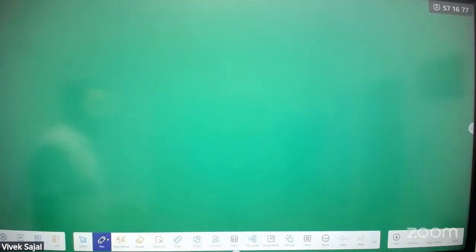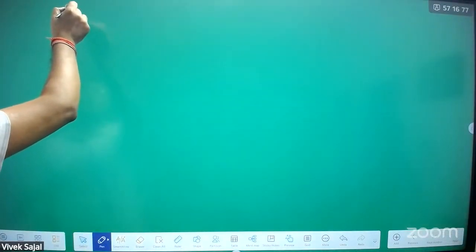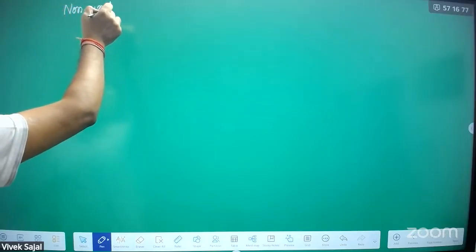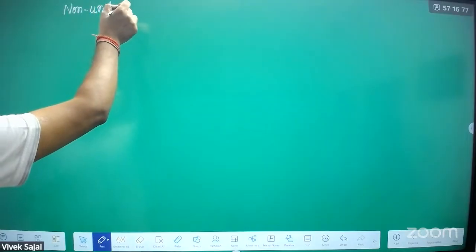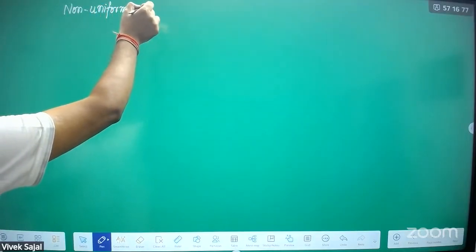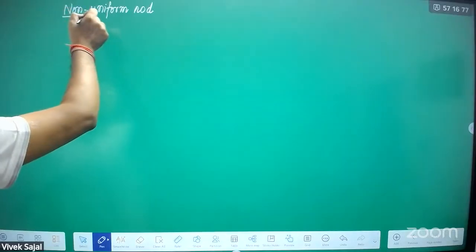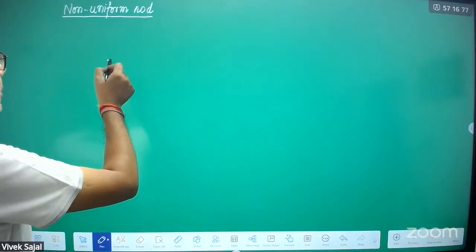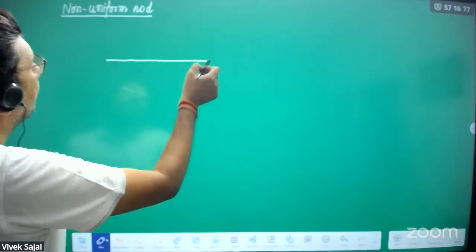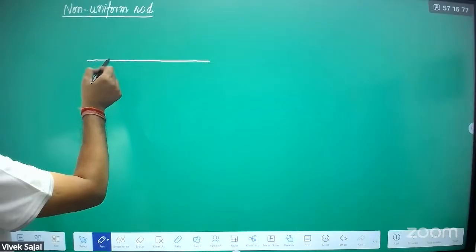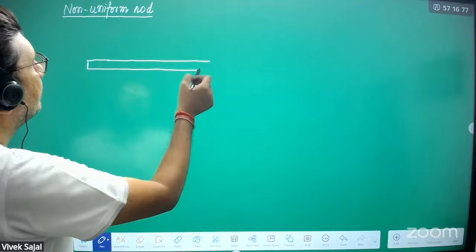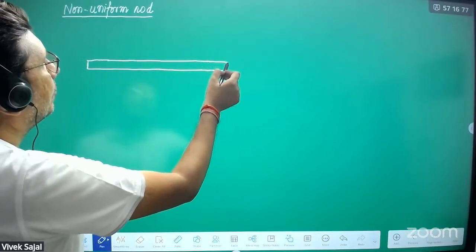Yes, sir. Next, there is a non-uniform rod. What will be the moment of inertia in case of a non-uniform rod? Okay, so a rod is given to you. A rod is like this. This is a non-uniform rod.